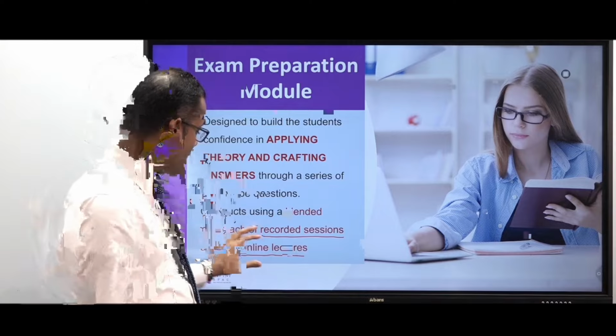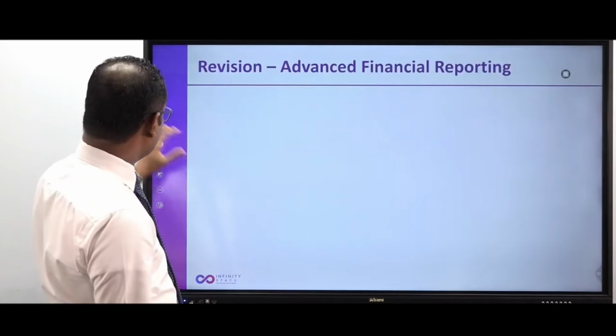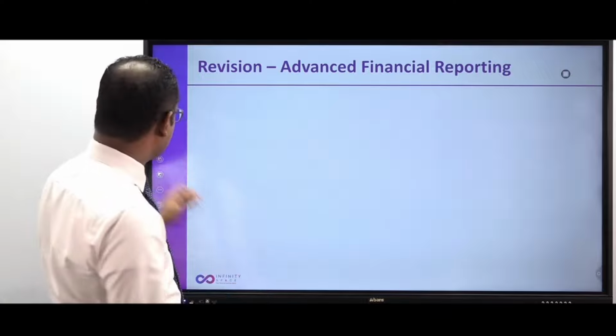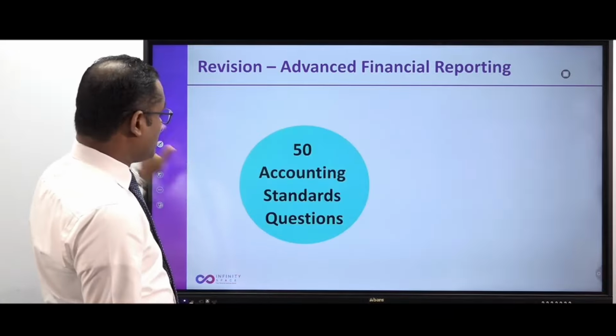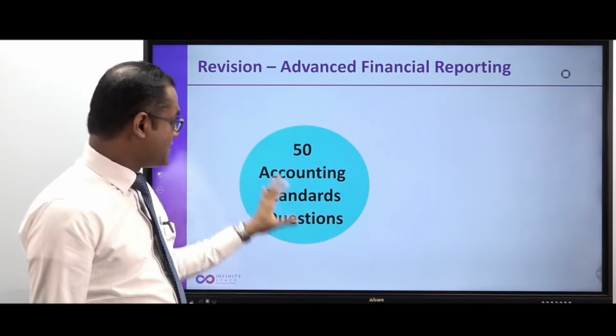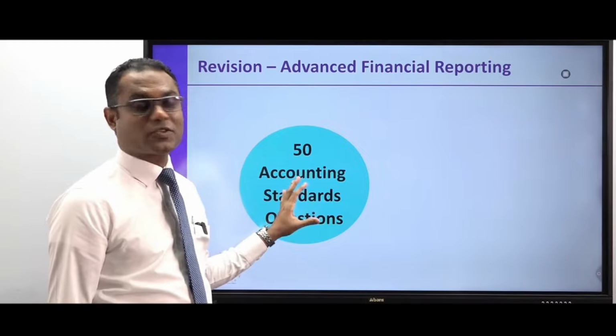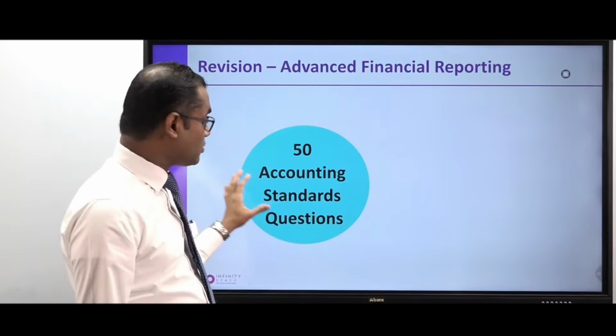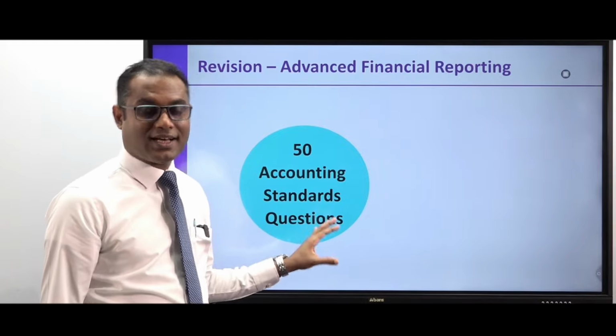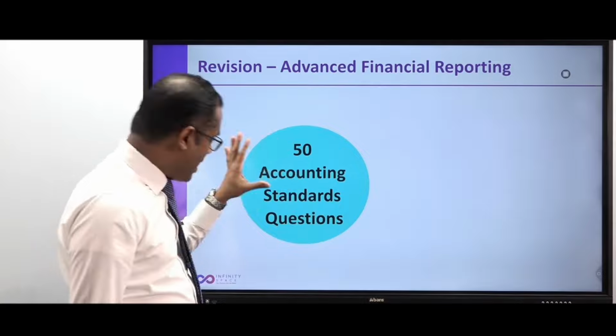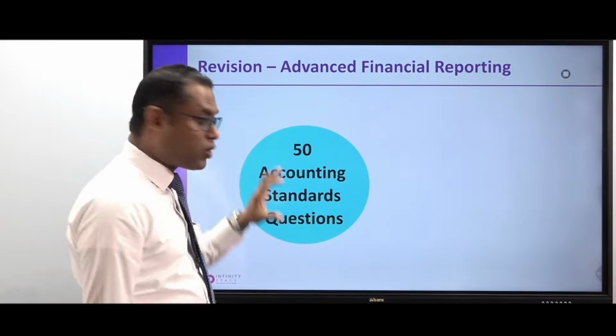So what are we going to do in terms of this exam preparation module? How many accounting standards questions? 50 accounting standards questions would be discussed. This is in addition to the questions discussed in the essential theory module, right? Past papers and the model papers.